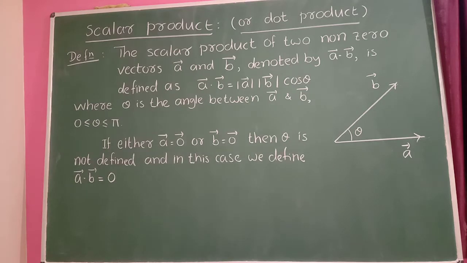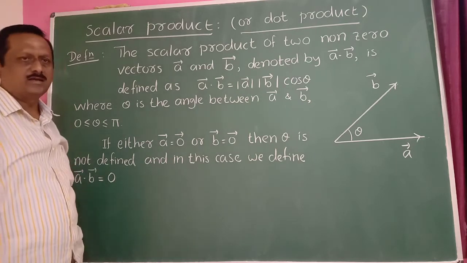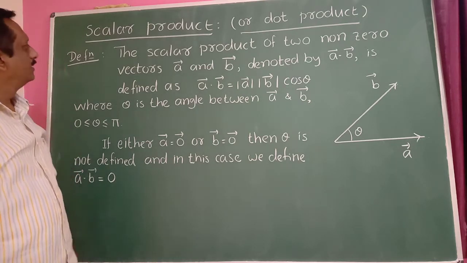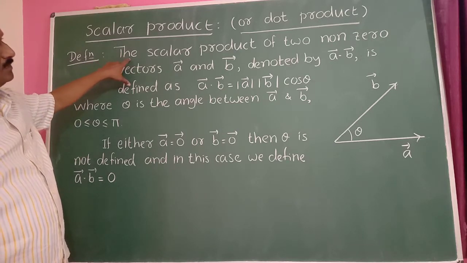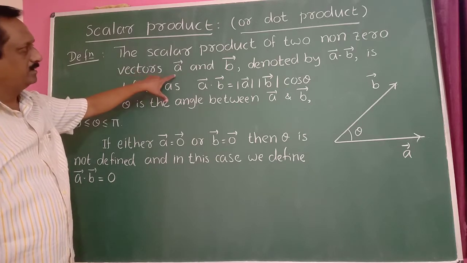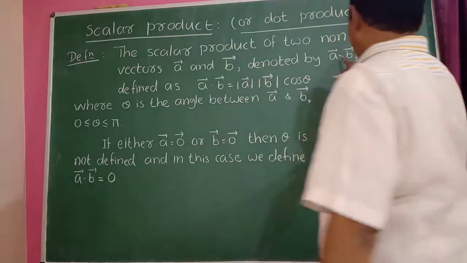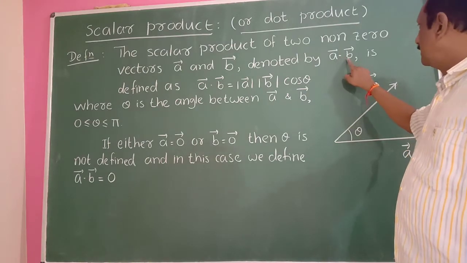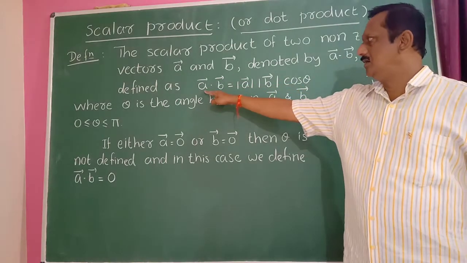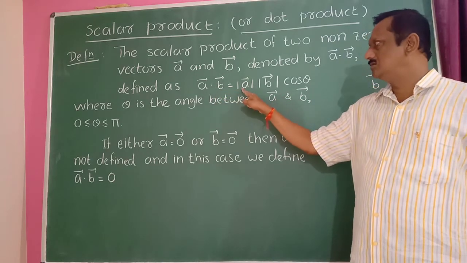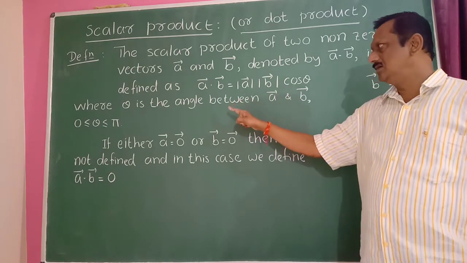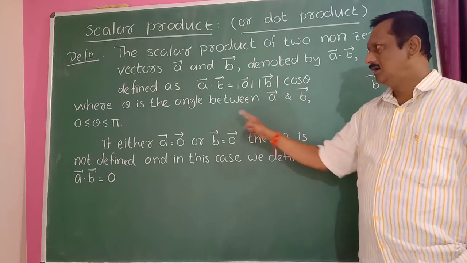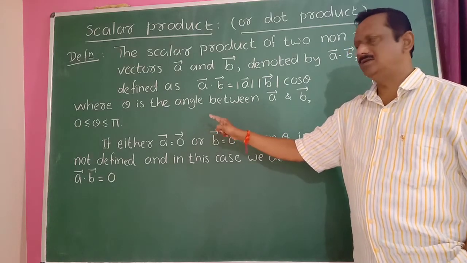Okay, here scalar product or dot product. Scalar product is the same as a dot product. So, the definition of a dot product: the scalar product of two non-zero vectors a bar and b bar, denoted by a bar dot b bar, is defined as a bar dot b bar is equal to modulus of a bar into modulus of b bar into cos of theta. Here theta is the angle between a bar and b bar, and 0 less than or equal to theta less than or equal to pi.